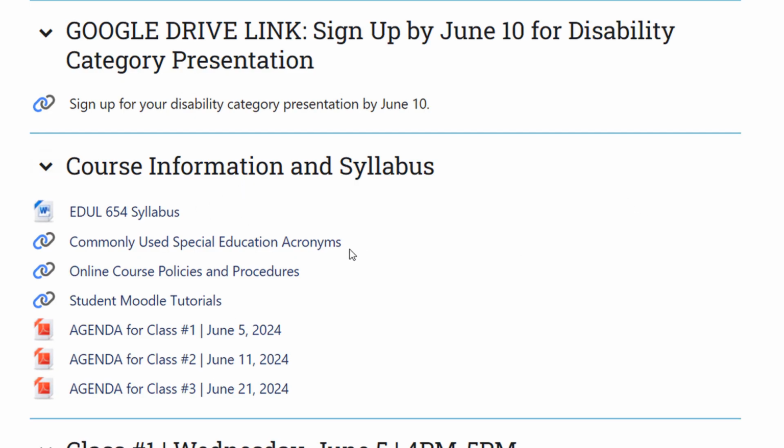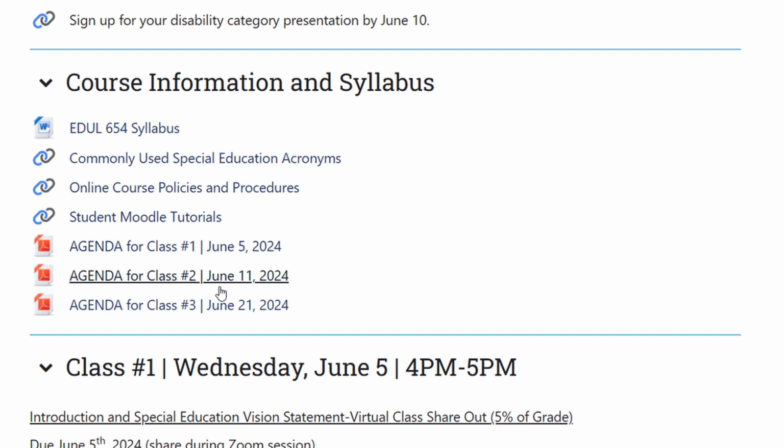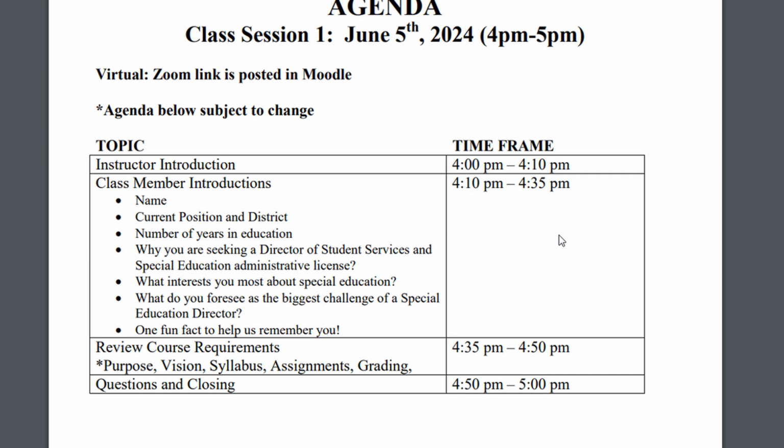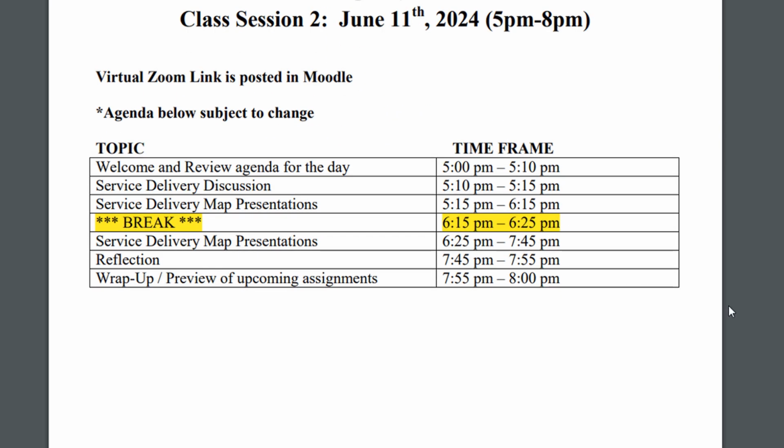Continuing to go down, we have the course syllabus, and we also have the agendas for all 3 courses. I will update these from time to time, but for the most part, these are intact for the 3 courses. As we can see, this is our agenda for class number 1, which is largely just logging in and sharing some information about yourself in a brisk manner, and then we will review the course requirements, any questions, and then closing. Looking over to our second agenda, service delivery discussion, service delivery map presentations, and then also, hey, there's a highlighted break in there, and so on.